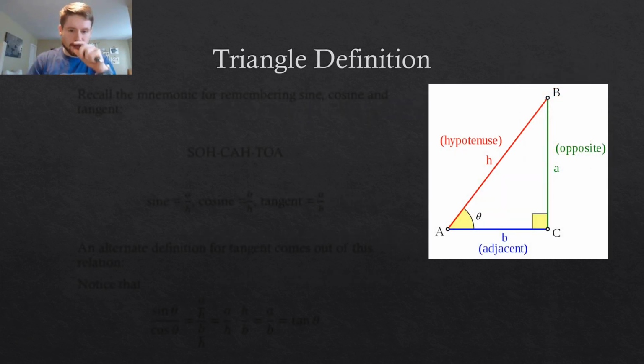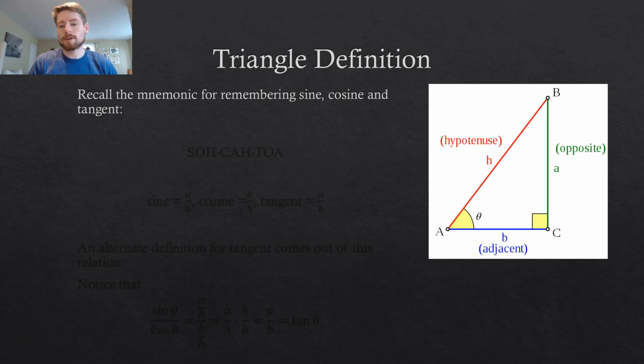Okay, so here's our right triangle definition for a tangent. So I want you to recall there's a mnemonic for remembering sine, cosine, and tangent for right triangles, and it's the SOHCAHTOA mnemonic. This was told to me when I was taking geometry class, and you probably heard this. Sine is opposite divided by hypotenuse, that's the SO part. Cosine is adjacent over hypotenuse, that's the CA part. And then tangent is the opposite side divided by the adjacent side, that's the TOA.